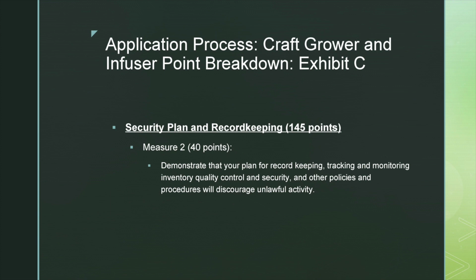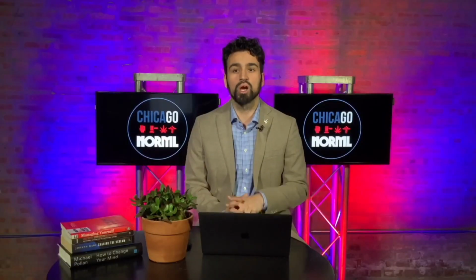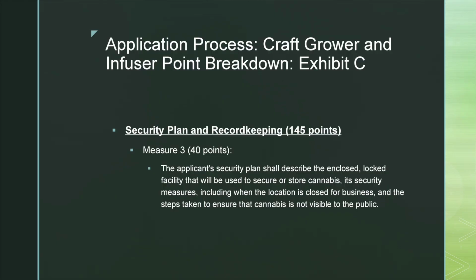Going to slide 21, it talks about measure 2 of the security plan, which asks you to demonstrate that your plan for record keeping, tracking, and monitoring inventory quality control and security and other policies and procedures will discourage unlawful activity. How will you ensure that? Will you cover your facility in cameras? Probably a good idea. Will you place panic alarms inside of your facility? Again, probably a good idea. Will you create redundancies to count and track your inventory to ensure none gets lost due to theft? I think you get the picture here.